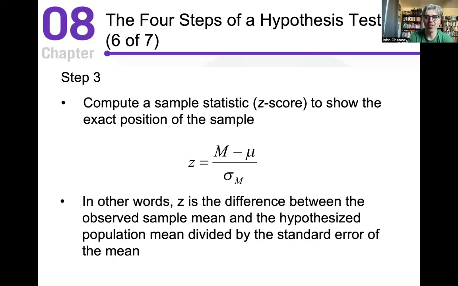So we can compute a sample statistic, in this case, a z-score, to show the exact position of our sample. And remember that all we're doing is using that equation from the last couple of chapters, finding z-scores for a sample mean distribution. In other words, z is the difference between our observed sample mean and our hypothesized population mean divided by the standard error. So we're not doing anything different than what we did last chapter in chapter 7.